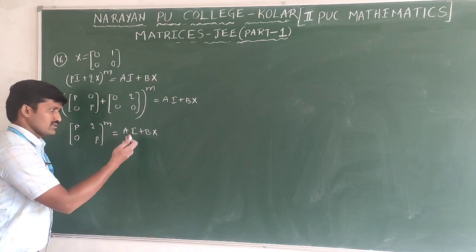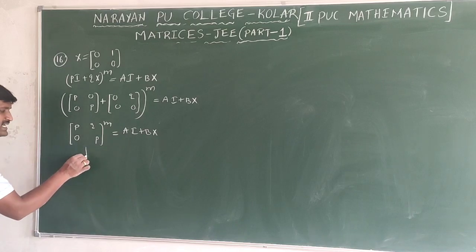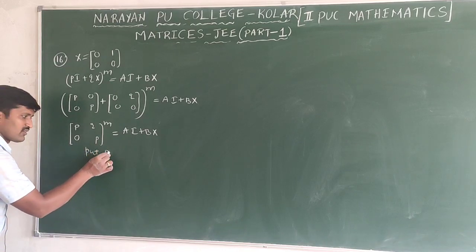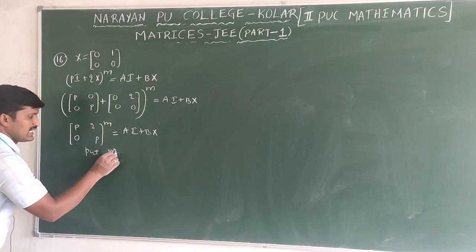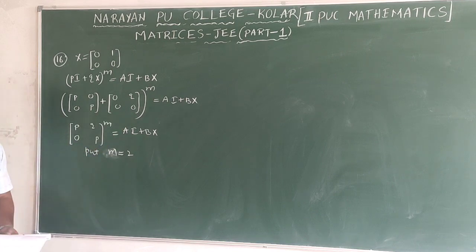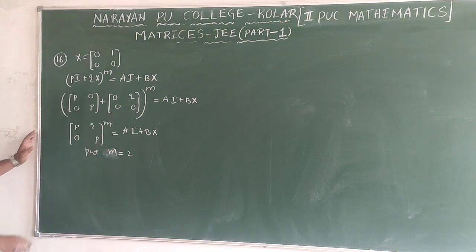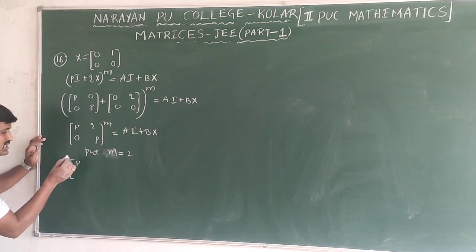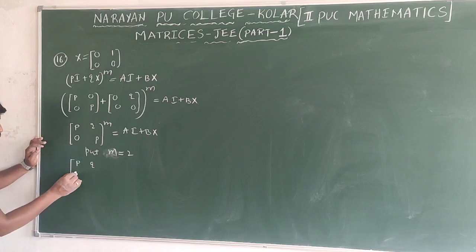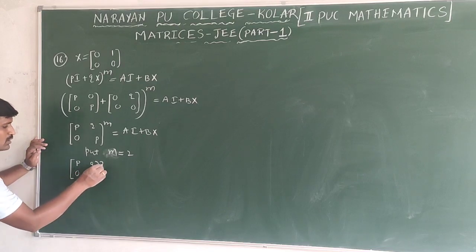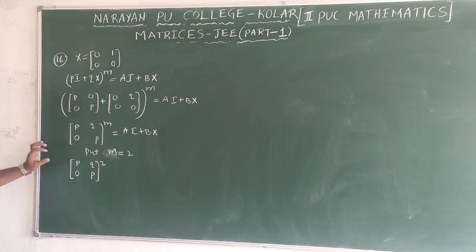A I plus B X later can multiply. Now for easy purpose, I will take for example m is 2. We'll verify, because m power is very difficult to find. That's why for square we'll compare with A and B values. Square means what? This is (P Q O P) whole square. This value we need to find.